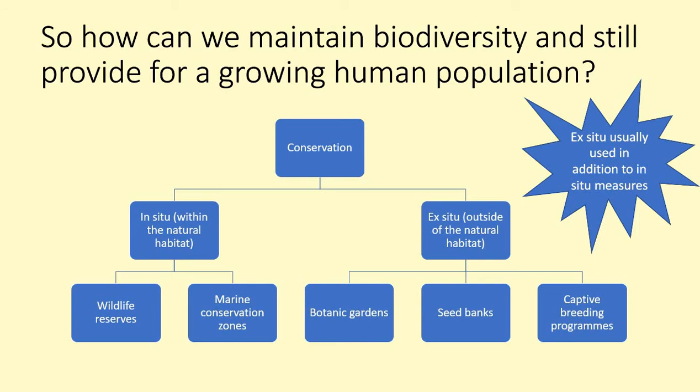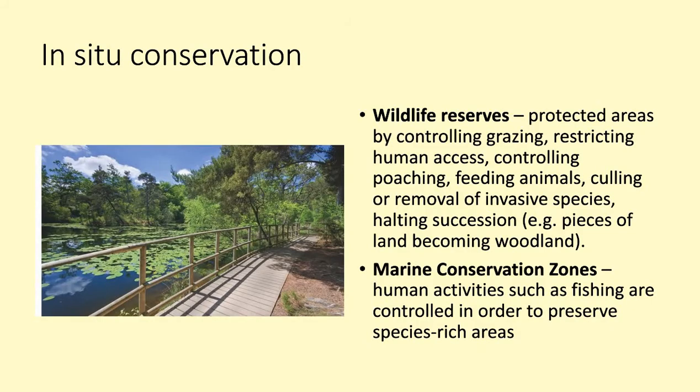Okay. So you need to understand the difference between these 2 and the impact that they will have. We're going to look at them in a bit more detail. So, as I say, in situ conservation, we're talking about either wildlife reserves, which are protected areas. We control the grazing, restrict human access, control poaching and feeding and culling, or the removal of invasive species.